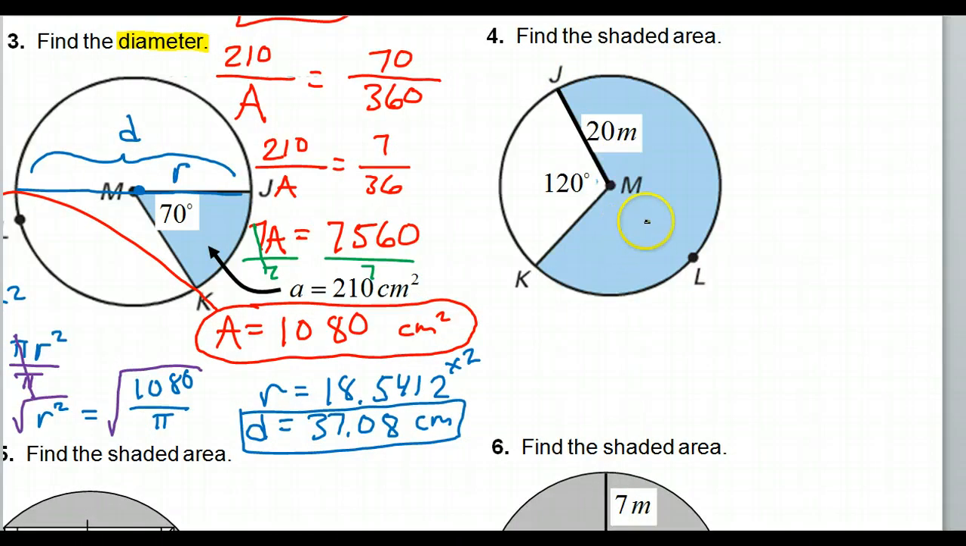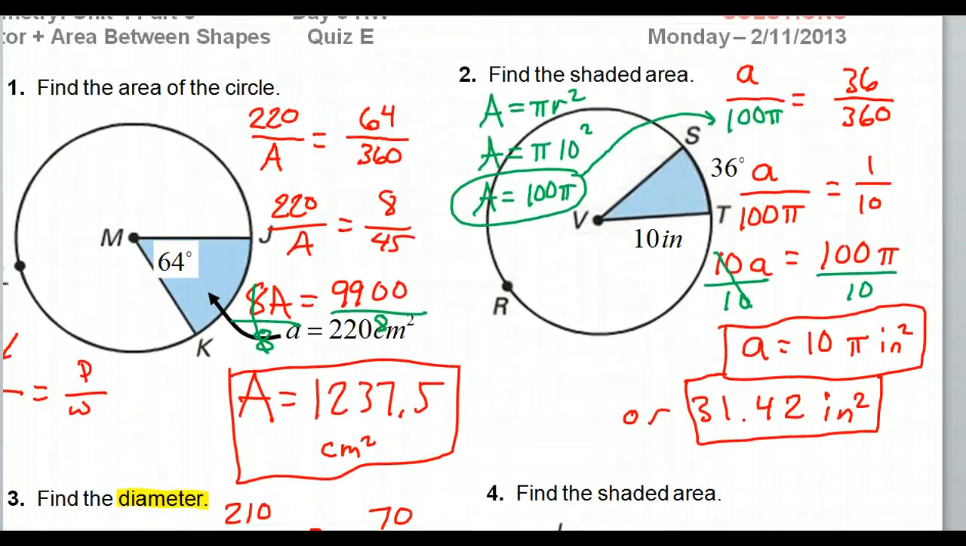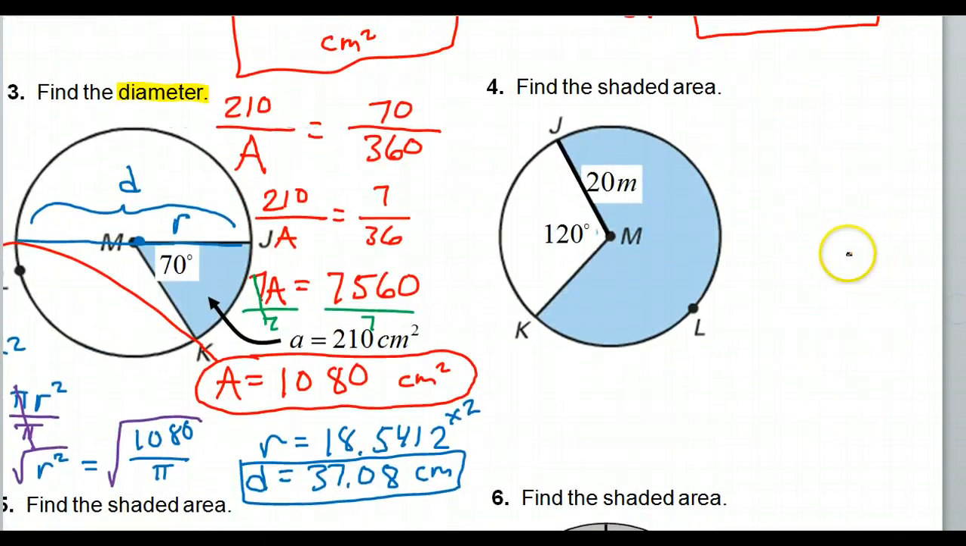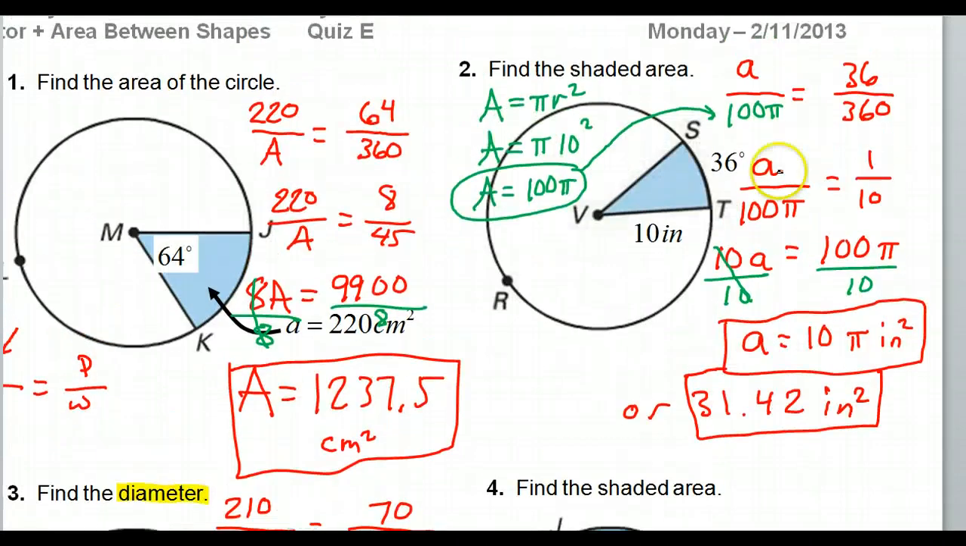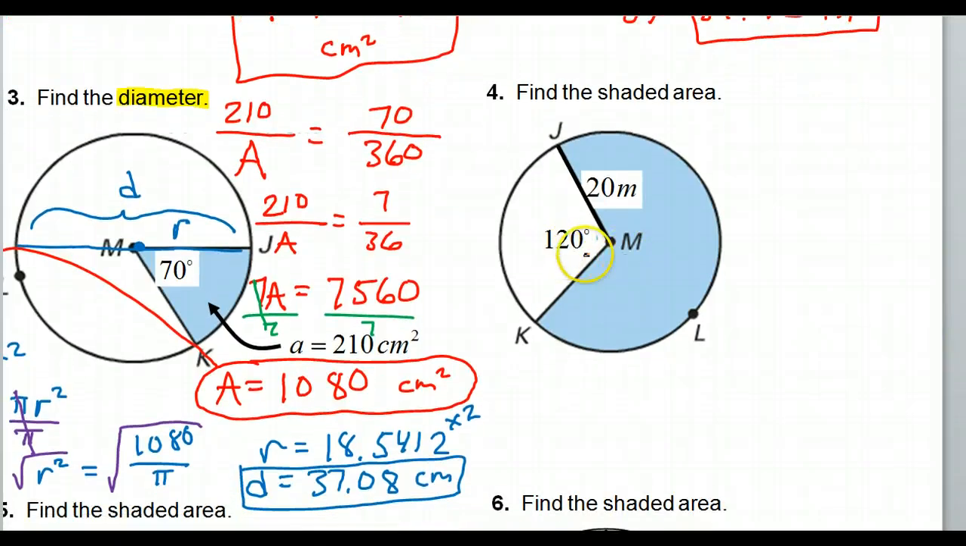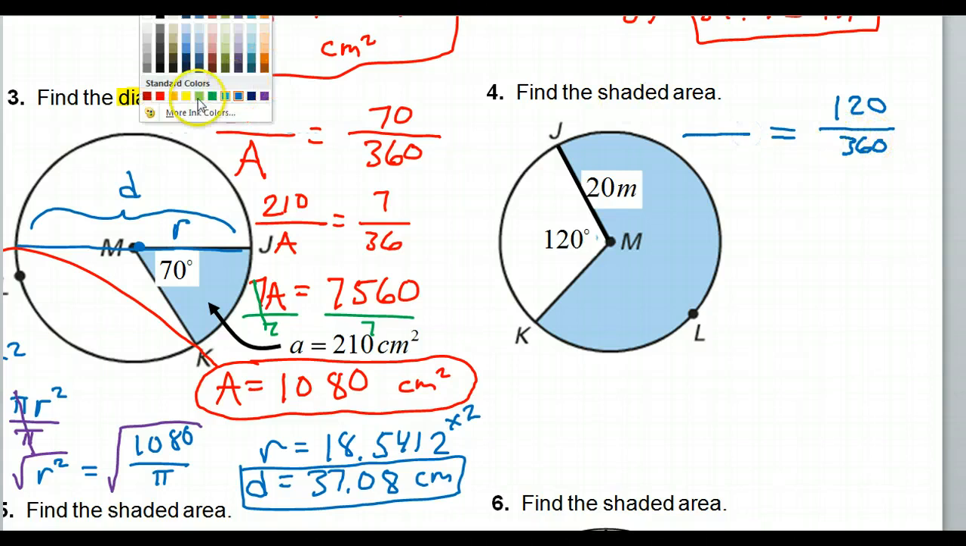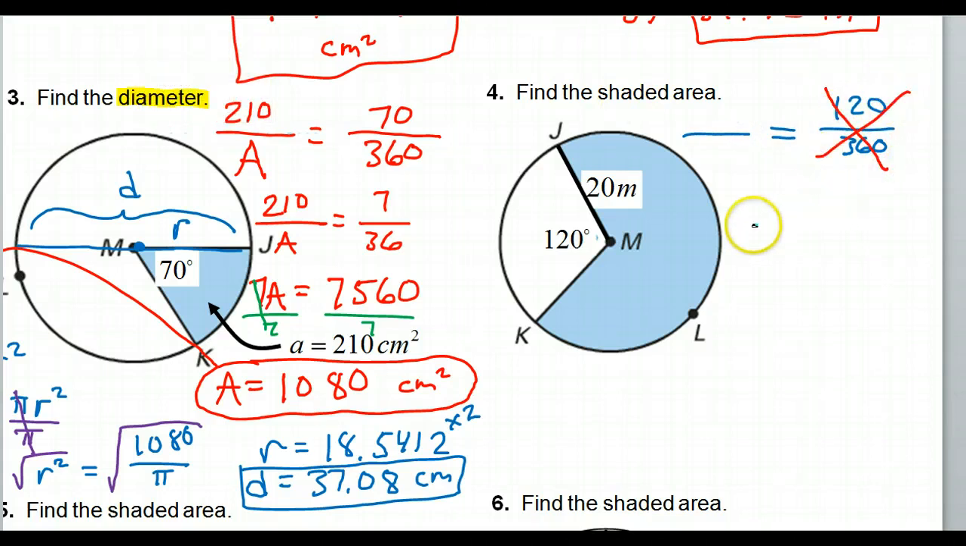Find the shaded area. All right, so we're finding the area of a sector. This problem looks just like number 2. Find the shaded area. But wait, there is one very tricky difference. On problem number 2, we saw the 36 degrees, and we went 36 over 360, and we did the whole thing, and we cross-multiplied. On this problem, we see the 120 degrees. Now, if I were to do 120 over 360 right now, that would be wrong. Warning, alert. Why is this wrong?